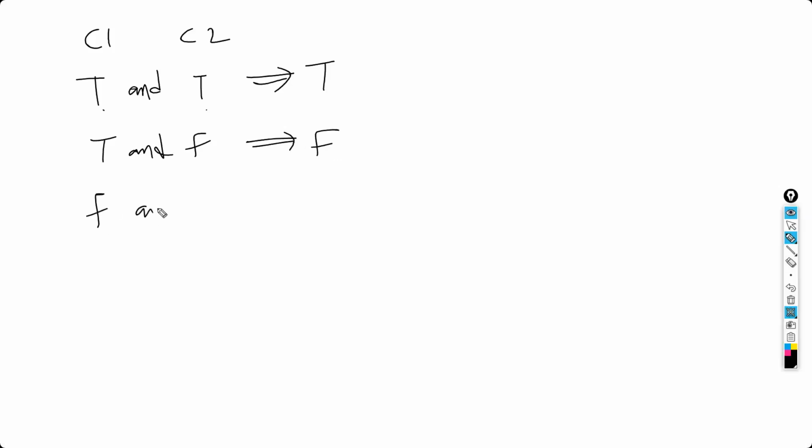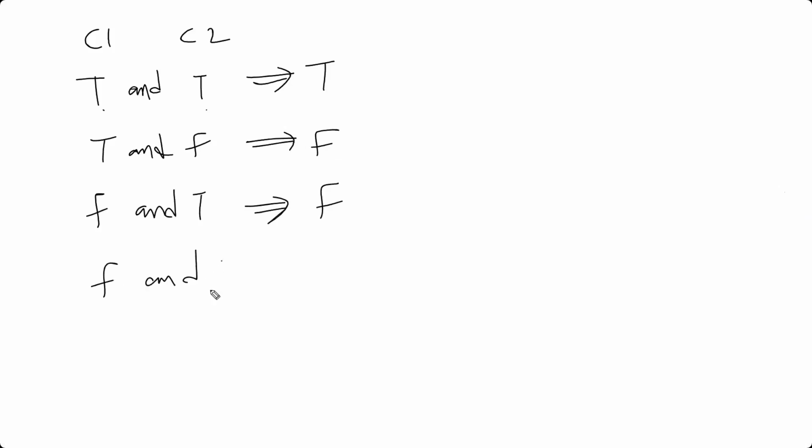This one, false and true. Now what is the output? False only, because one condition failed. Now false and false. What is the output? This is also false. Here two conditions failed, but even if only one condition fails, the output is false. One condition failing also gives false.